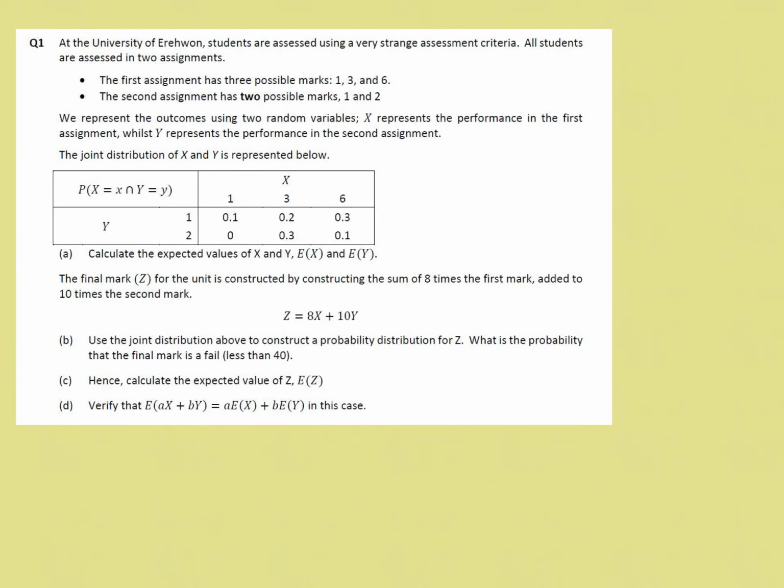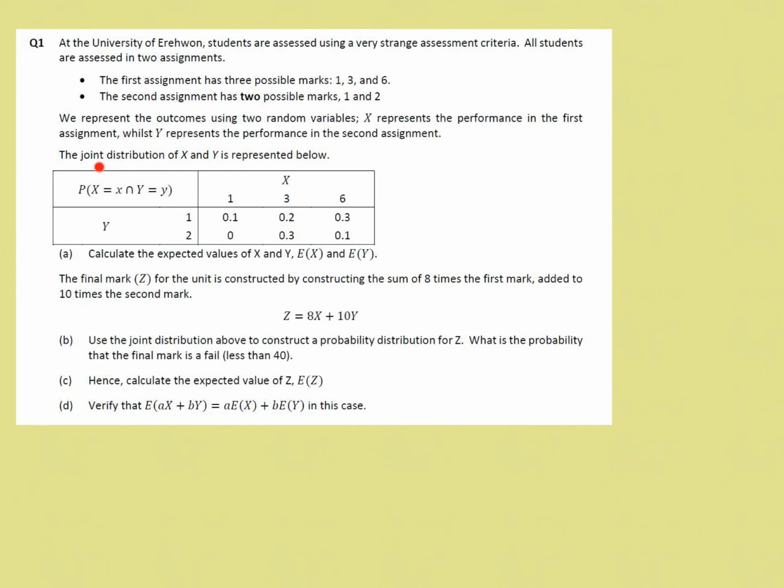In this exercise, we're presented with some information about the very strange University of Erewhon. In the university, all students are assessed on 2 assignments. The first assignment has 3 possible marks, either 1, 3 or 6, and the second assignment has only 2 possible marks, 1 and 2. And we have a joint distribution of students' performance in those exams provided in the table.